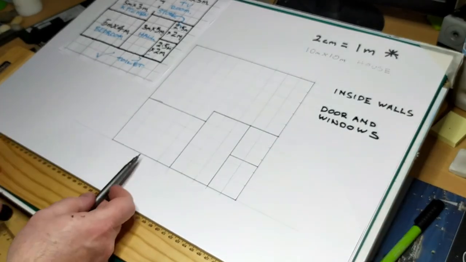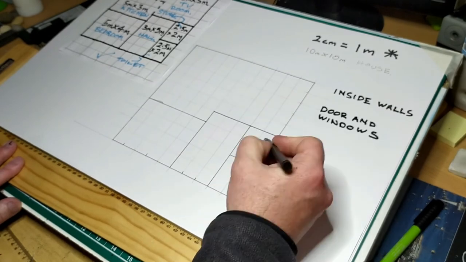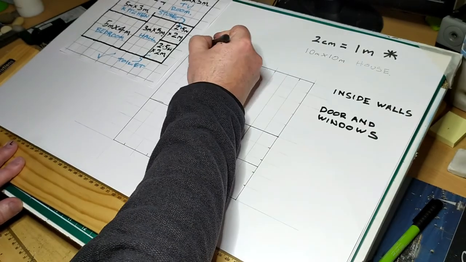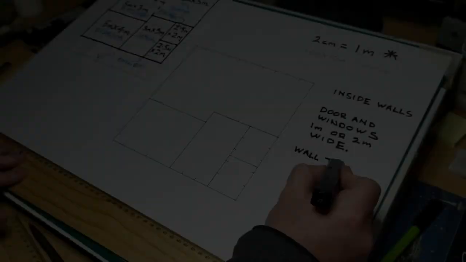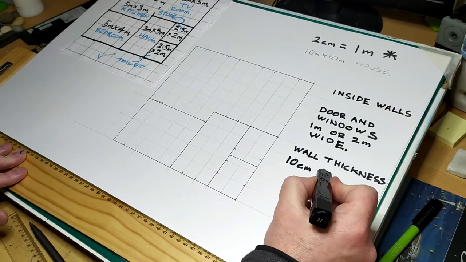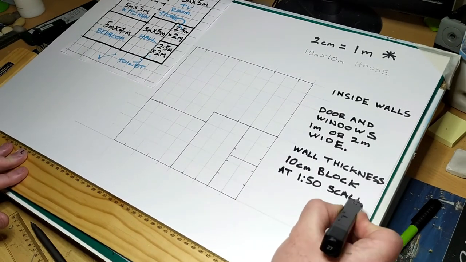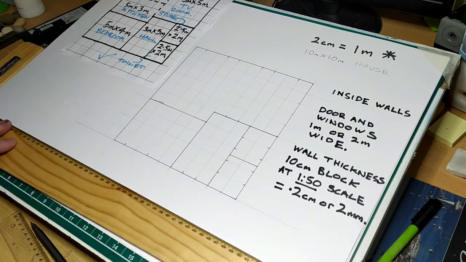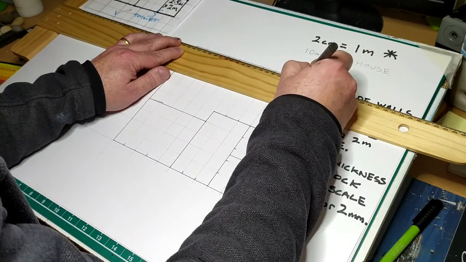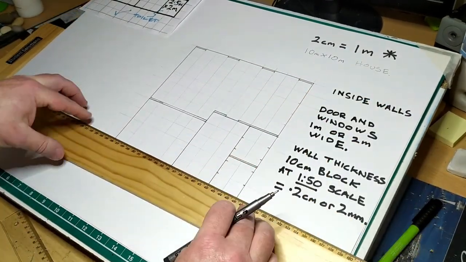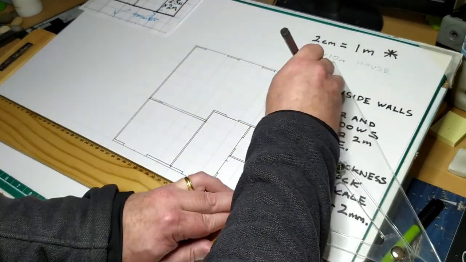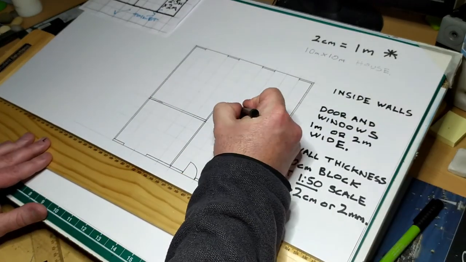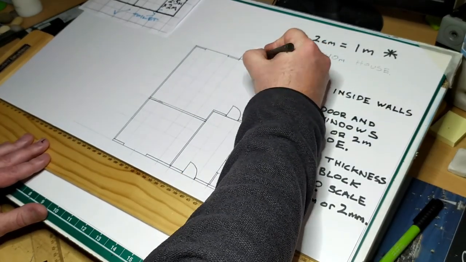Now we will draw the inside walls. We will use the layout from our earlier freehand sketch. The thickness of the walls is important. Here I have drawn all the walls 2 millimetres thick. This represents 10 centimetre block walls at our scale of 1 to 50. You might want to make the wall thickness equal to the thickness of the cardboard you will use for the model later. Door and window locations are marked either 1 metre or 2 metres wide. Again, you can change this for your model if you like.